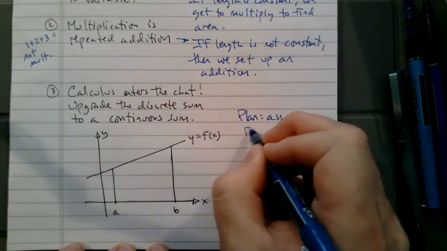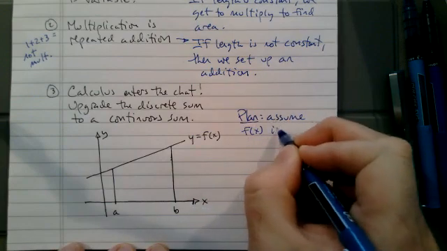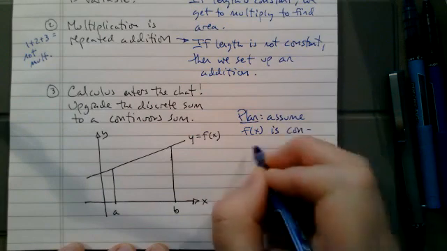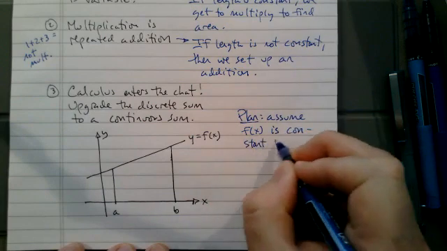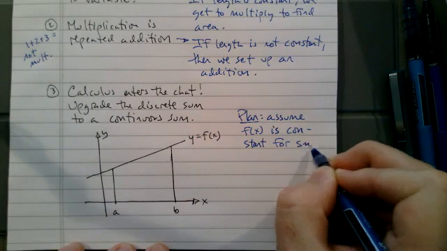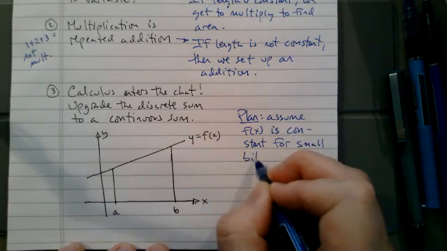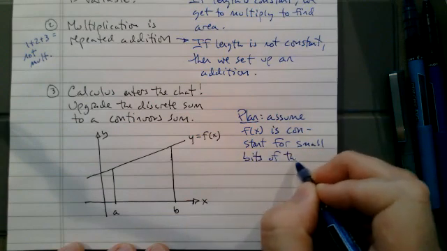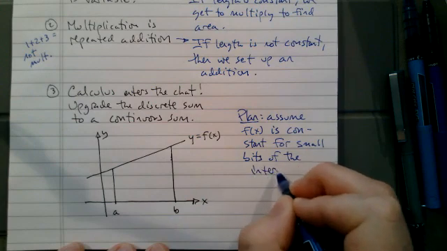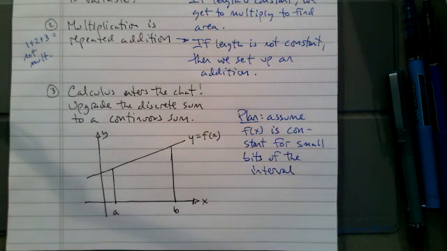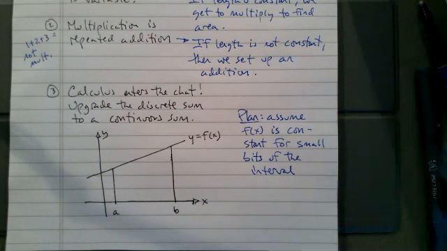So our plan: assume f of x is constant for small pieces of the interval. We're going to assume that f of x is constant for small bits of the interval. That way we can find area with multiplication. The reason that we're doing this is that area is length times width, and I want to use multiplication.